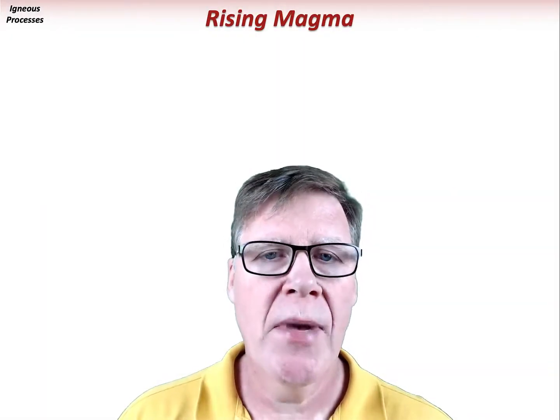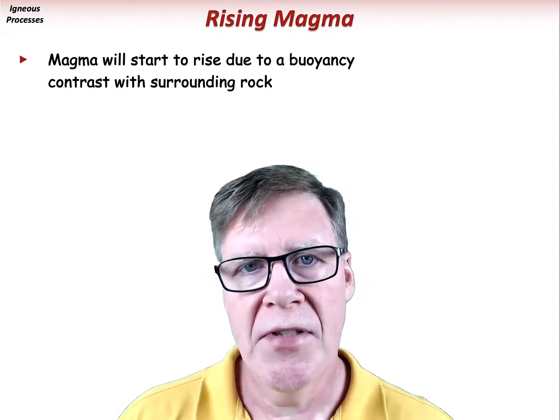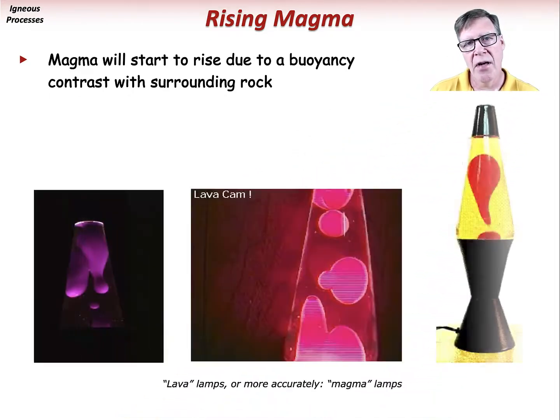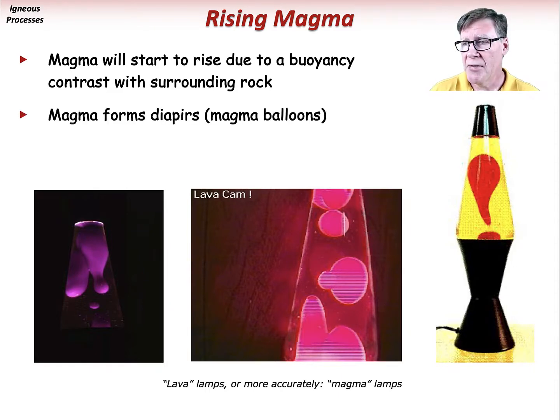So, what happens once a magma is formed? First of all, it will start to rise due to its buoyancy contrast with the surrounding rock. This process is similar to the workings of a lava lamp, with the rising of hotter, lower density material. Note that technically it should be called a magma lamp. But anyway, magmas may take on many shapes, but diapirs are very common. Diapir, not diaper. A diapir is simply a bulbous shape with a larger head and a more slender tail. So magma diapir is a common term you might run into.